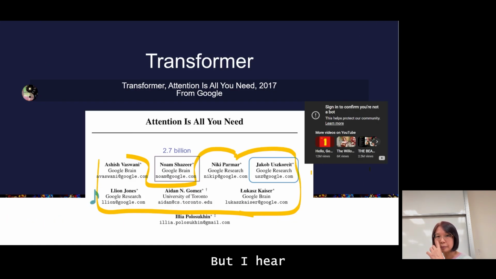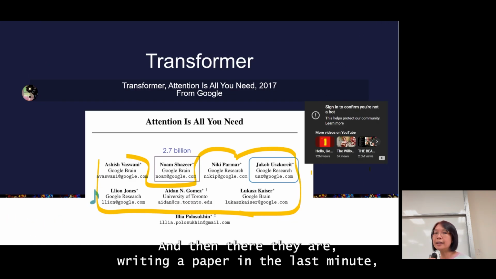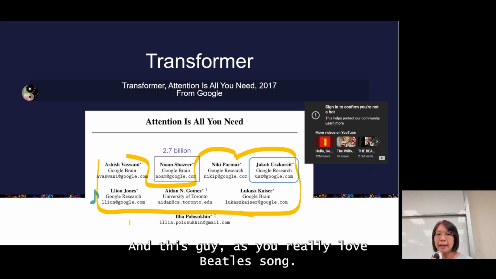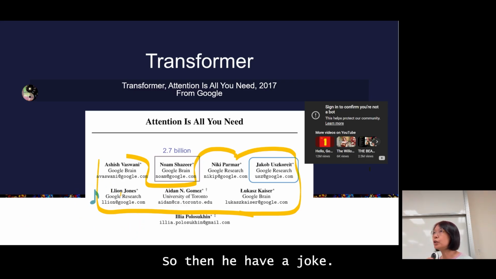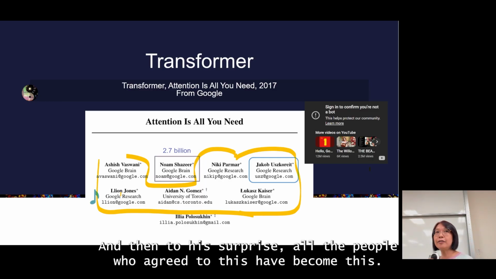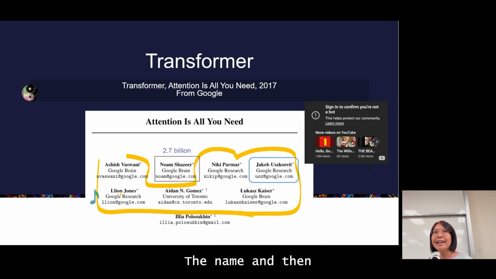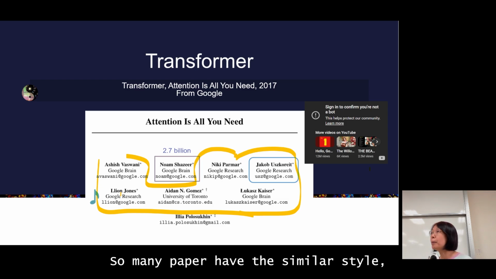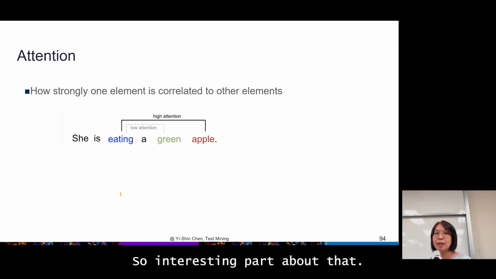Love is all you need. They were writing the paper at the last minute and could not figure out what title they wanted. This guy really loved Beatles songs, so he made a joke: how about we call it Attention Is All You Need? That was a joke, and to his surprise, everyone agreed, so that became the name. The interesting part is that after Transformer became famous, you'll find many papers with titles in a similar style.